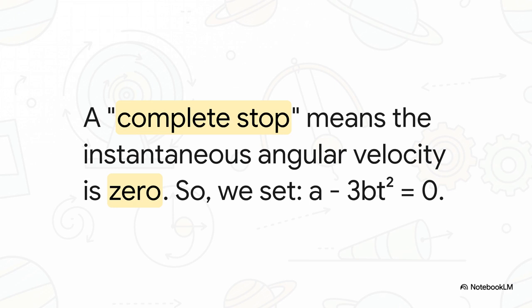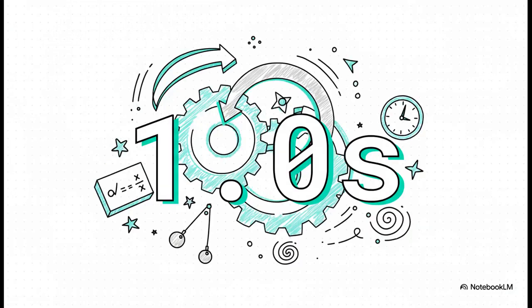So we can take our fancy new velocity equation, omega of t equals a minus 3bt squared, and just set it equal to 0. This is what physics problem solving is all about, really, translating physical words into mathematical equations. Now it's just algebra. Let's move things around. We get t squared equals a divided by 3b. We can plug in the numbers they gave us, 6 for a and 2 for b. That gives us t squared equals 6 over 6, which is just 1. Take the square root and bam, there it is.